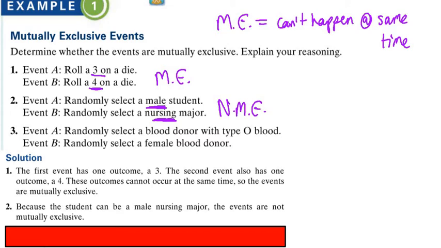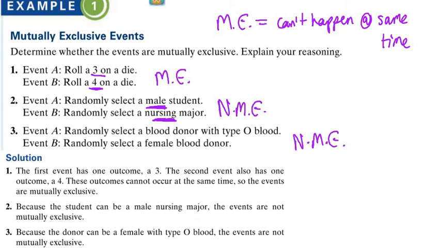All right, last one, and as always, I encourage you to try to pause the video for a second and think about this yourself before looking at the answer. Last one, could you pick somebody who has blood type O and who is female? Could those things happen at the same time? And the answer is, of course they could. Somebody could be a female who has type O blood, so that is also not mutually exclusive. Those things could happen at the same time, and the only time they're mutually exclusive is if they cannot happen at the same time. That's what it means.